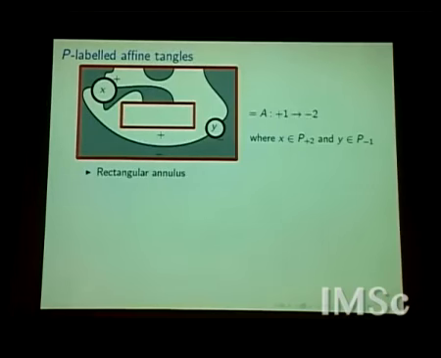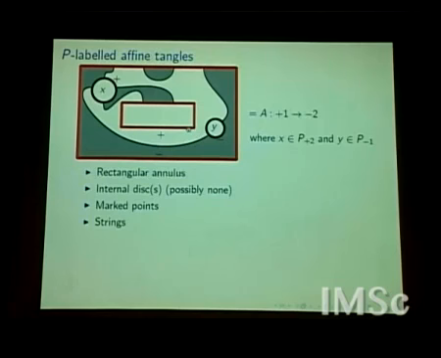So, you have a rectangular annulus, and then you have internal disks like this one, this one and this one, and it might so happen that there are no internal disks. The internal disk has to be in the rectangular annulus, not inside the red rectangle, and you should have marked points in the boundary of the rectangular annulus and the internal disks, and you join these marked points with strings, and then you have a checkerboard shading.